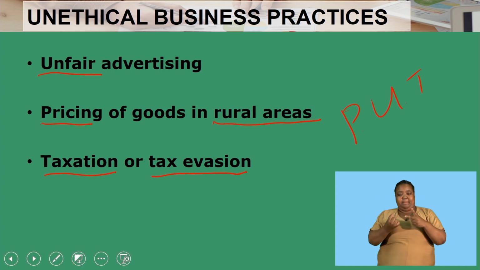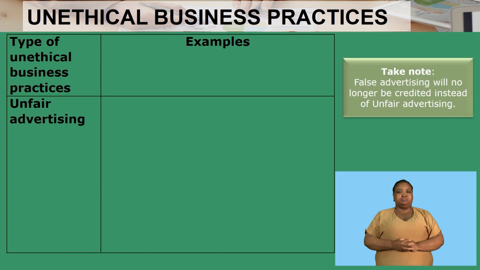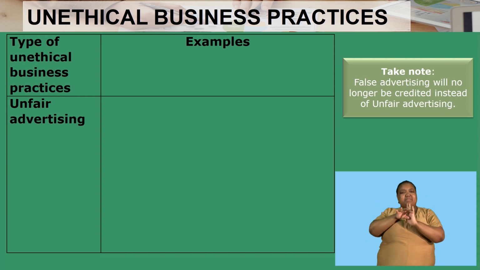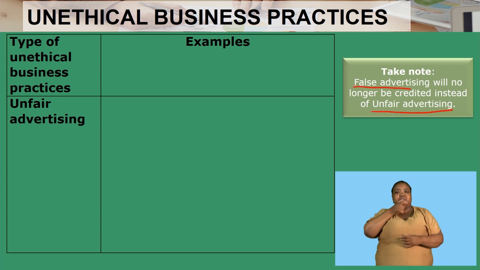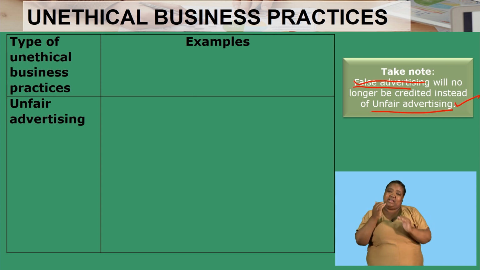Right, let's start. We've got unfair advertising as mentioned. But please take note, false advertising will no longer be credited instead of unfair advertising. Please do not confuse the two concepts. The right concept is unfair advertising, but false advertising is not credited. It will not be credited at all. So there is unfair advertising and not false advertising. What is unfair advertising, or the examples of unfair advertising?